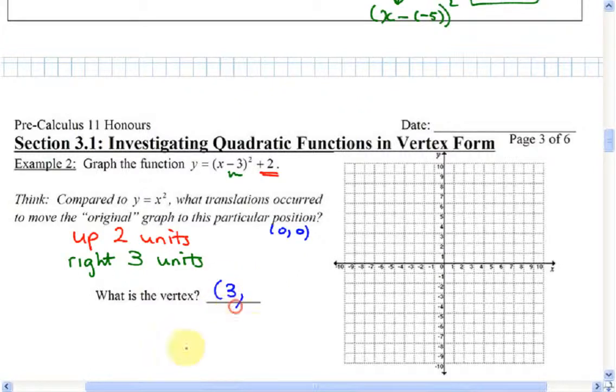3 and 2. Sweet. Why is it right 3? Because x minus 3 here, remember it's the opposite of what you kind of think. Minus 3 means going right 3. So 3 will be p and 2 will be q.